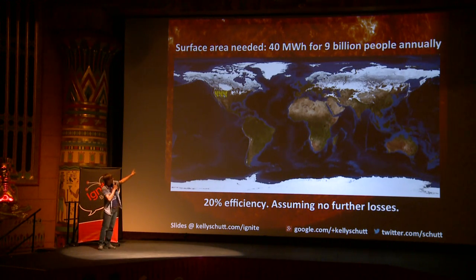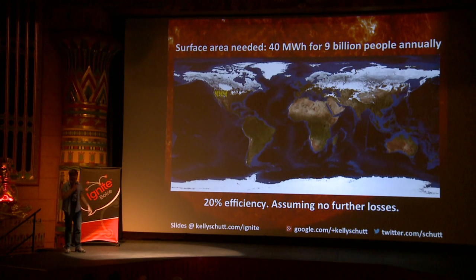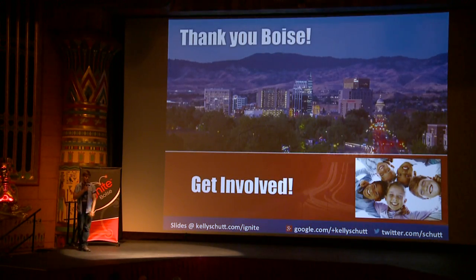Now, the good news is if we want to provide all the energy that 9 billion people in the future need, we can do it with 3 times the surface area of Nevada. You can see that yellow highlighted area right there. It's not that big. We can just cover that much of the earth with solar and make it happen.